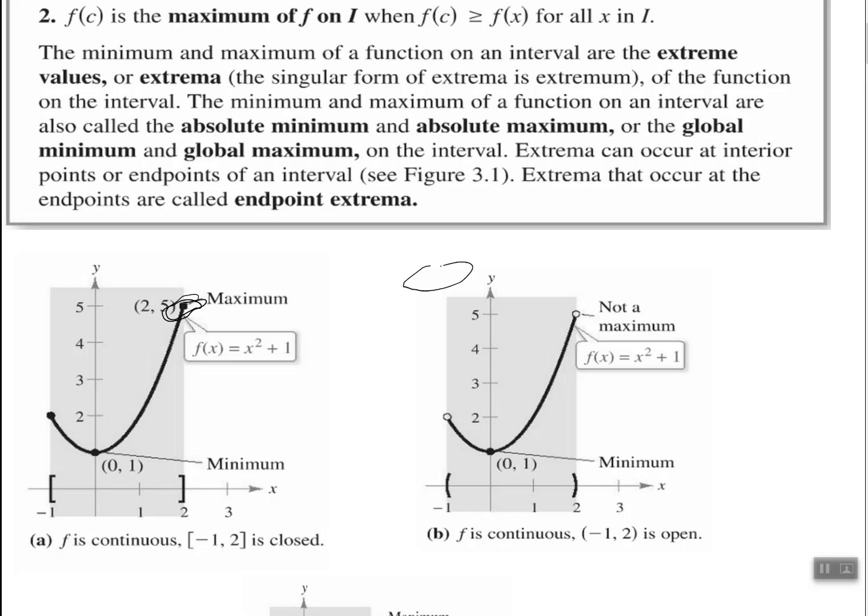So if we look at this second graph over here, we have a curve that is continuous. However, we have this open circle on each end, which means that it's not a closed interval, so we cannot have extrema at those endpoints if it's not a closed interval. But we do have a minimum here because that's the lowest point on this continuous function. 0, 1 is the lowest point on the continuous function there.